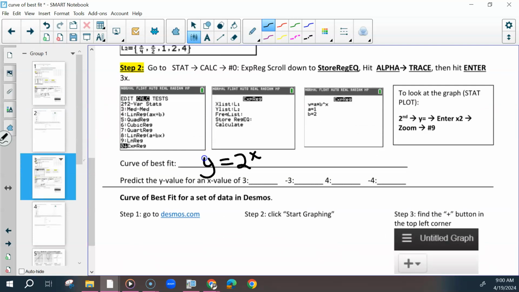And then we're going to do 2 of these values in Desmos and 2 of these in the calculator. Go into your table for this and find the values of 3 and negative 3. When x is 3, when x is negative 3, what's your y value?